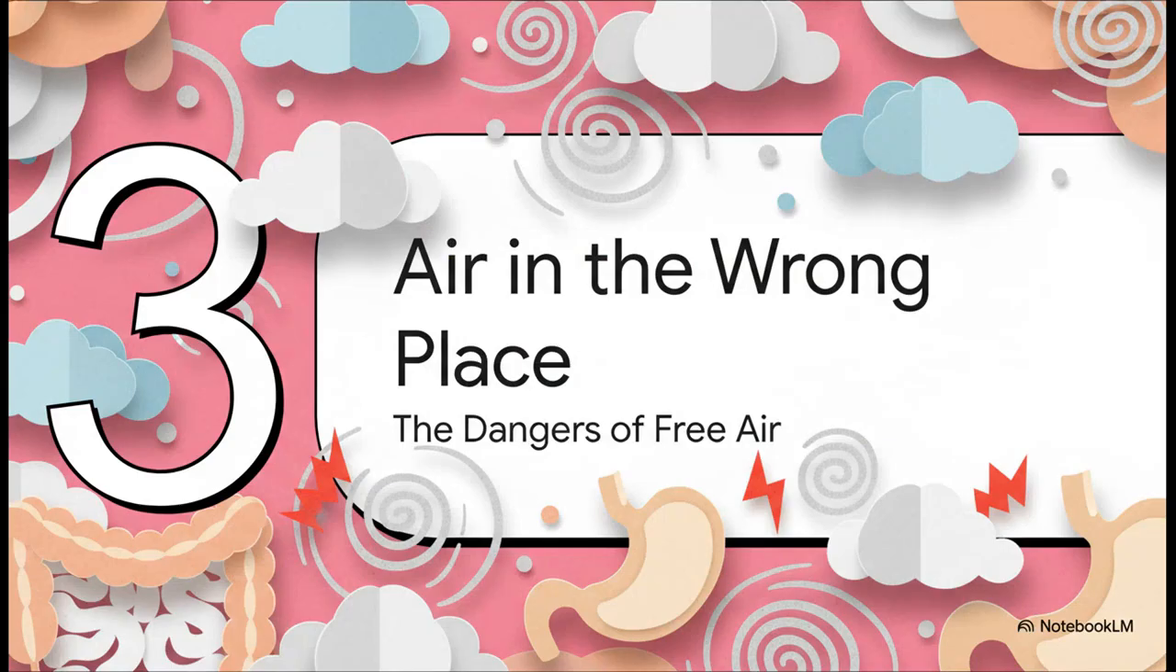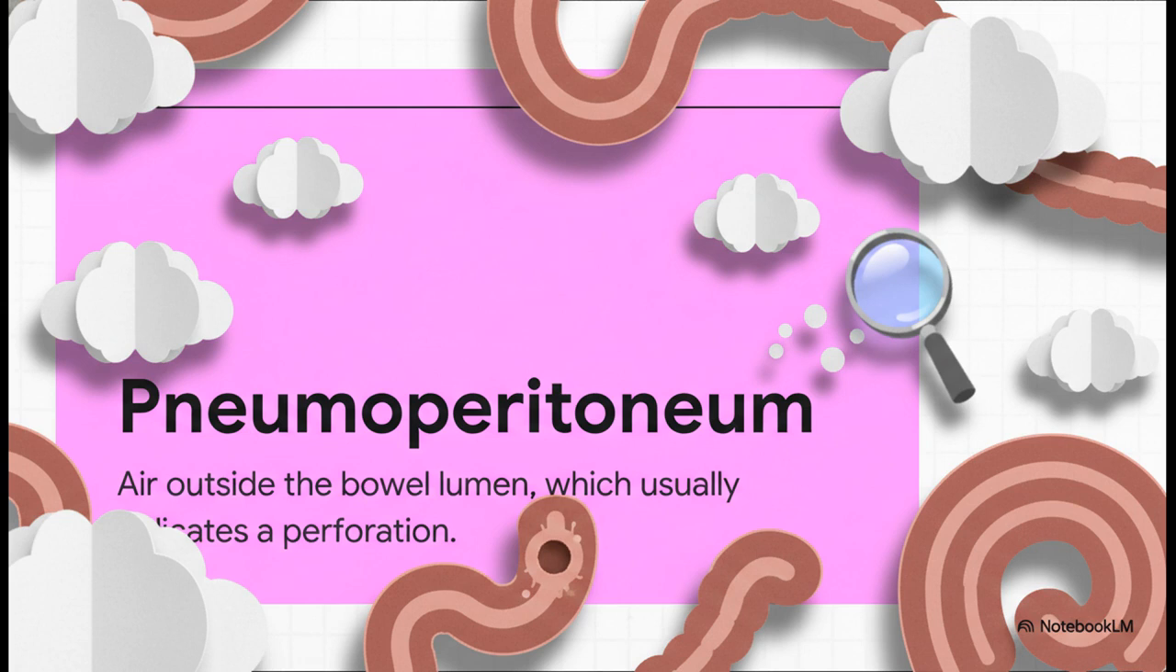Right. Now for a topic that is of the utmost importance: air. Normally, gas is inside the bowel. That's fine. But the moment you see air outside the bowel, floating freely in the abdominal cavity, you are dealing with a surgical emergency. No exceptions. The proper medical term for this is pneumoperitoneum. Let's break it down. Pneumo for air, peritoneum for the abdominal cavity. And in almost every single case, this means only one thing. There is a hole in the bowel.